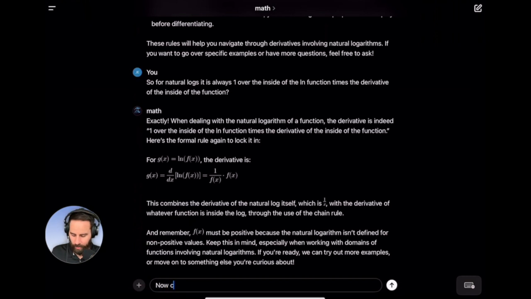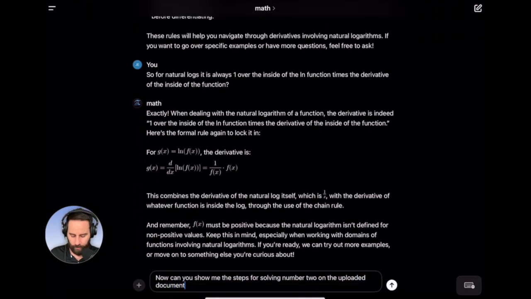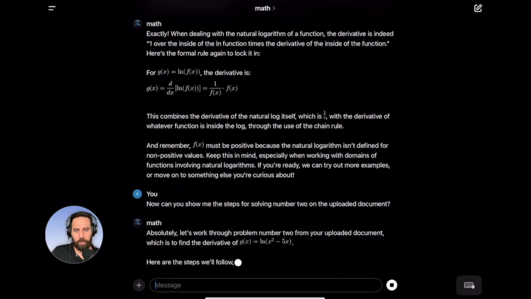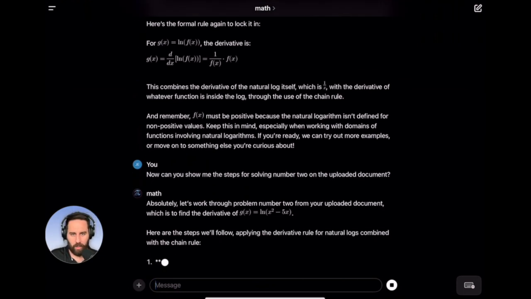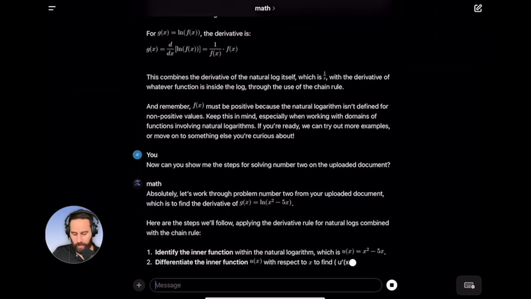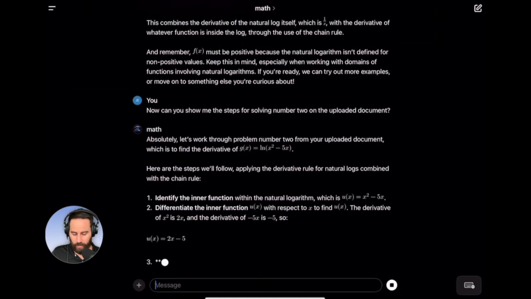Now, can you show me the steps for solving number 2 on the uploaded document? Now, let's see how it goes. Absolutely. Let's work through problem number 2 from your uploaded document, which is the derivative of the natural log of x squared minus 5x. So here are the steps we follow, applying the derivative rule for natural logs combined with the chain rule. Identify the inner function, x squared minus 5x.